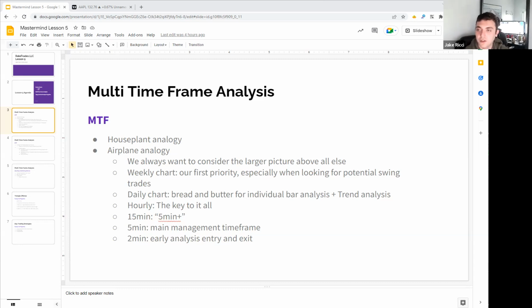It gives us a little bit of extra information, actually a lot of extra information, 2x or 3x, whatever it is, of the 5-minute chart. So it's our 5-minute plus. And I love, love, love the 15-minute chart.